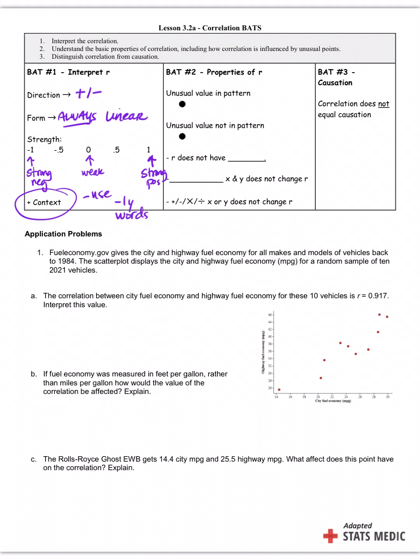Then we did the properties of R. We talked about this. If you have an outlier, an unusual value, within the pattern, what did we say happens to R? If it falls in the pattern, it strengthens it. In the pattern, so it's going to strengthen R. If it's not in the pattern, it's going to weaken R. Got overgrown bullet points here, but it's all right.